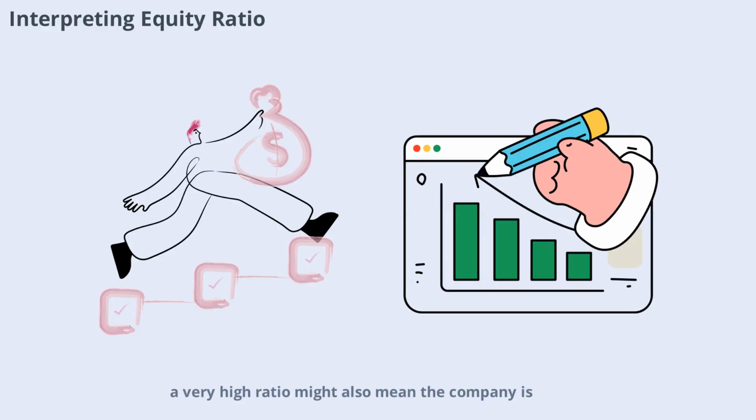However, a very high ratio might also mean the company is not taking advantage of growth opportunities that come with responsible borrowing. As with other ratios, context is key. Always compare with similar companies and consider the company's strategy before drawing conclusions.